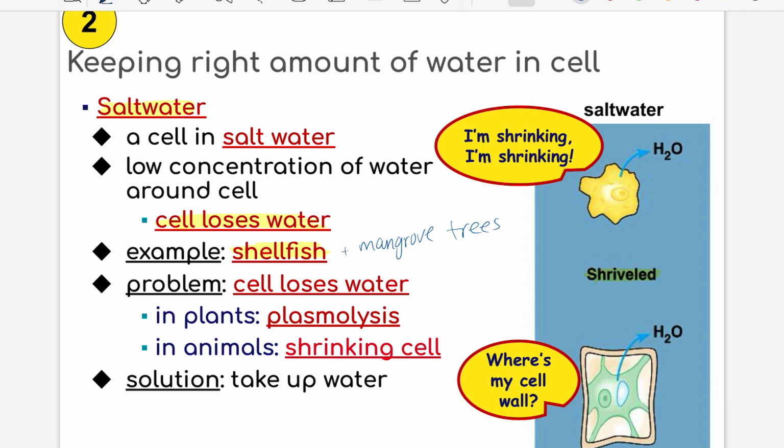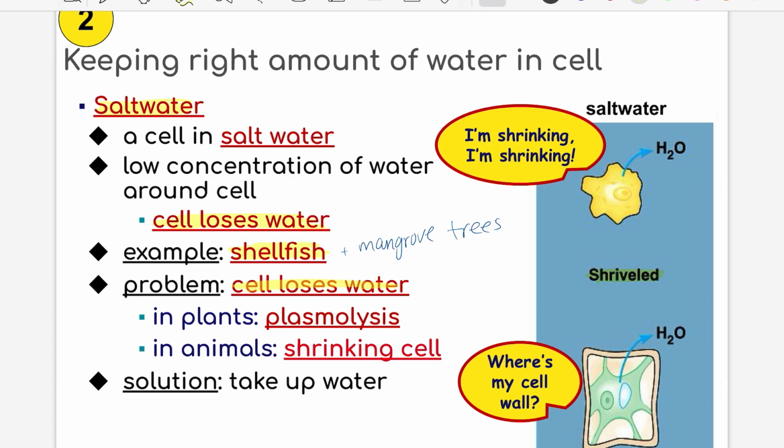Mangrove trees live in semi-salty water, kind of like fresh water and salt water mixed, but it's still too salty. And so the problem is that these plant cells and animal cells are losing too much water, right? In plant cells, you'll get plasmolysis. The cell membrane here separates from the cell wall, which is right here. And in animal cells, they shrink and die. So the shrinking cell is not good. The solution is that they have proteins in their membranes that bring water into the cell. They use active transport to do that, which we'll talk about later.